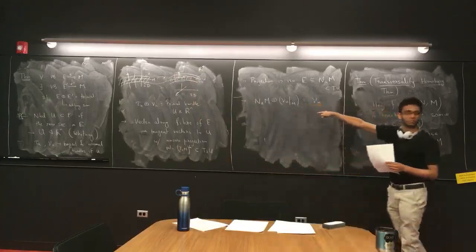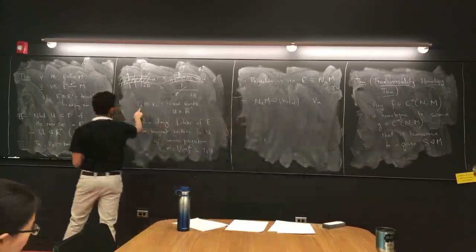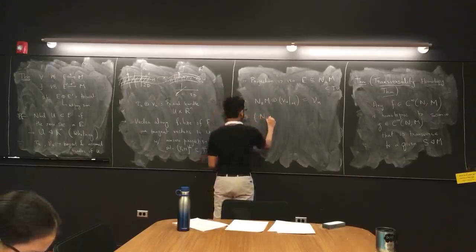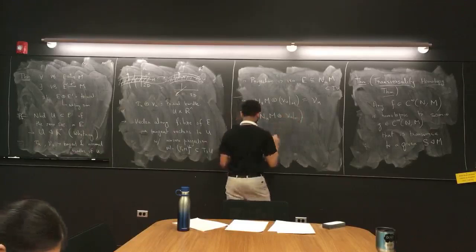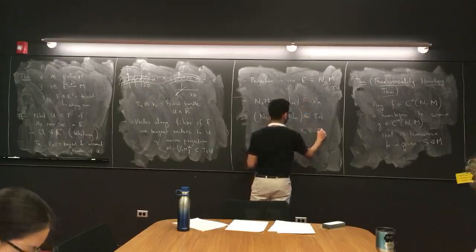So this is just all normal directions to M, which is why you get nu M here. And we already had that tau U plus nu U is trivial. Restrict to M and you still get the same statement. So we can consider the following direct sum, or Whitney sum. This is going to be isomorphic to nu M direct sum tau M, which is trivial.